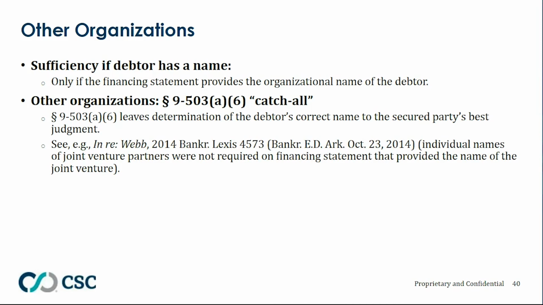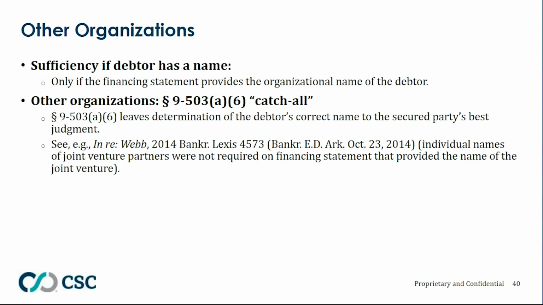One example of that was the Webb case that I have cited here, where there were partners that were conducting a joint venture. It wasn't a partnership or anything; it was just a joint venture, and because the joint venture had a name, they were required to provide the name of that organization or the joint venture, not the names of the partners that made up the joint venture.